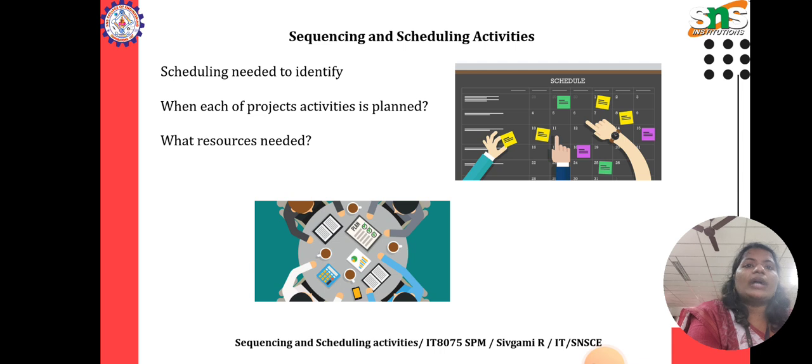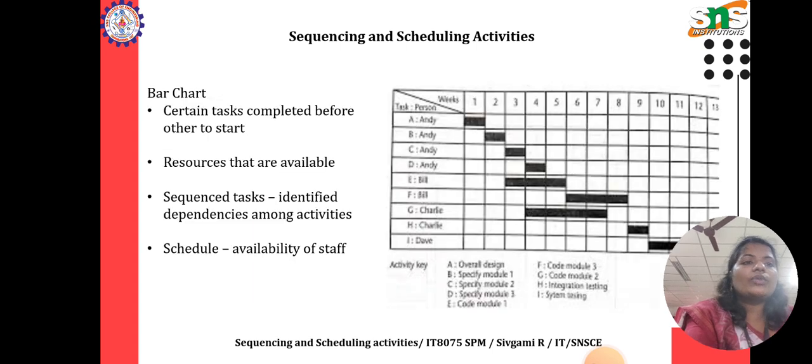Scheduling is needed to identify when each of the project activities is planned, and what resources are needed. Bar chart: certain tasks must be completed before others can start, and resources must be available.